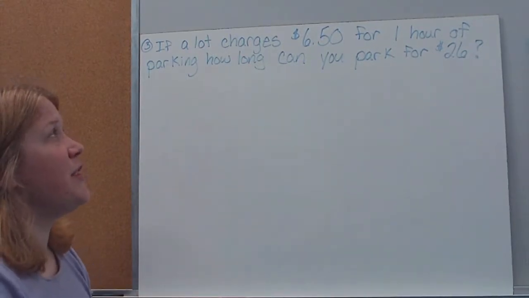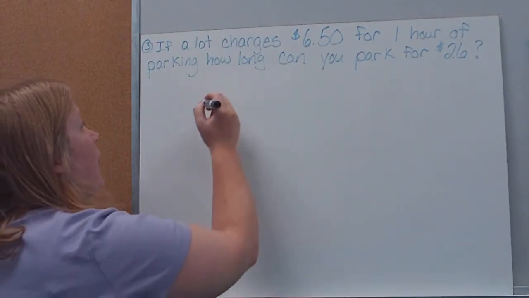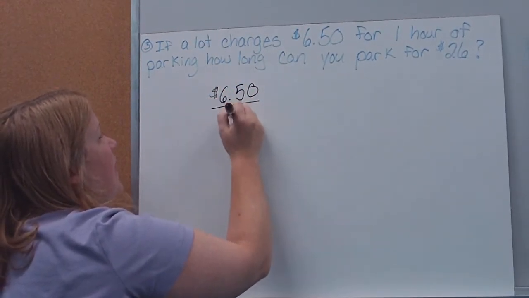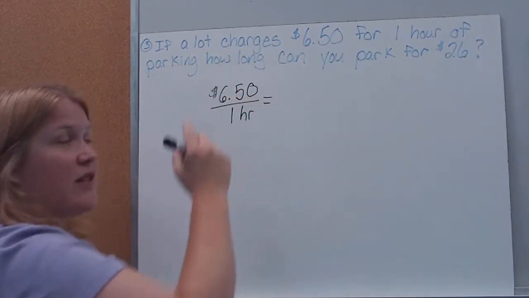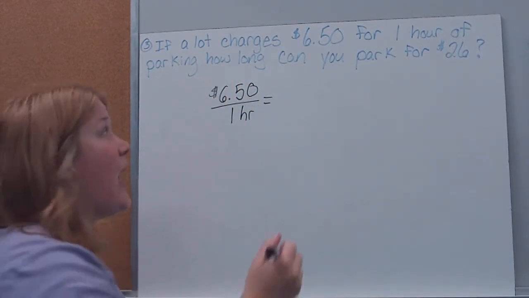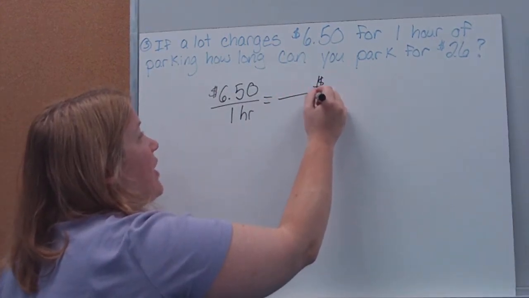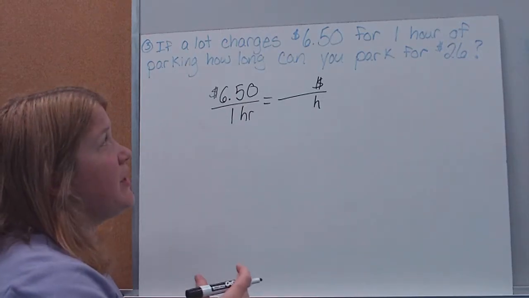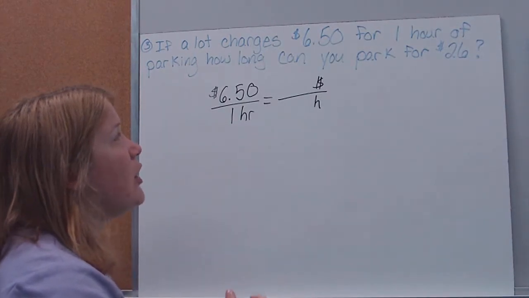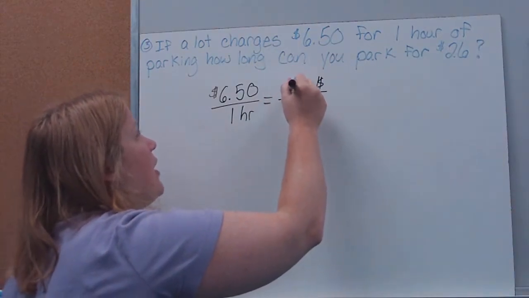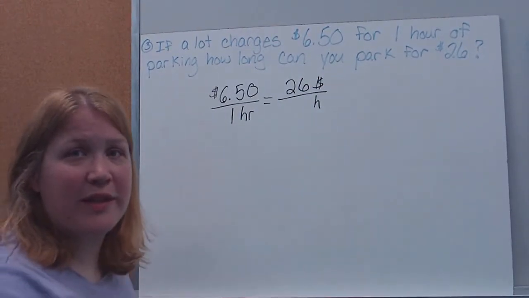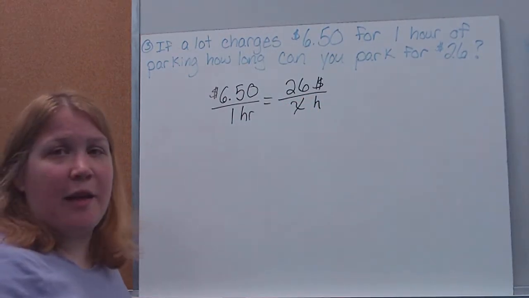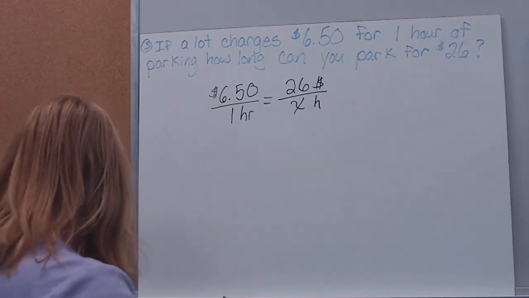If a parking lot charges $6.50 for 1 hour of parking, so I'm going to write my first ratio. They told me it was $6.50 for 1 hour. So I have dollars over hours, which means on the other side, I want to set it up the same way, so that dollars are on the top, hours are on the bottom. So if a parking lot charges $6.50 for 1 hour of parking, how long can you park for $26? So I drove into Philly, I'm parking my car, I have $26. I want to know how long I can wander the streets. So I'm going to find out how many hours I can park for.